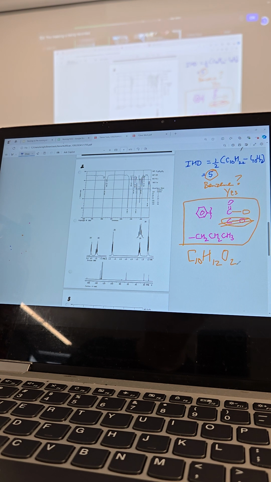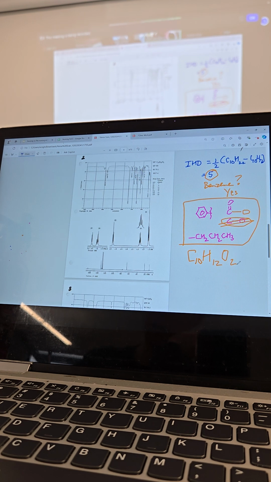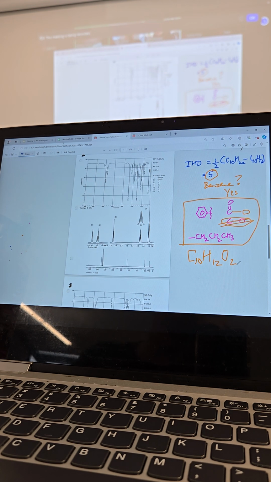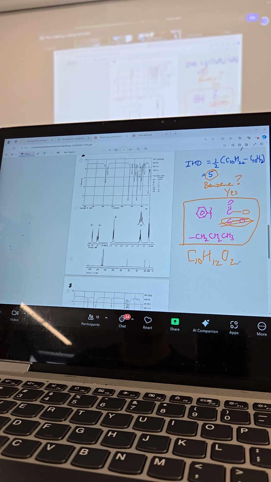How many IHDs are accounted for here? 5. 4 in the benzene. Benzene is 4. And the 5th one is the C double bond O. Exactly. So we've taken care of everything. So these are the 3 pieces we have. We need to put these 3 pieces together and make a molecule. So go ahead, give me a suggestion.